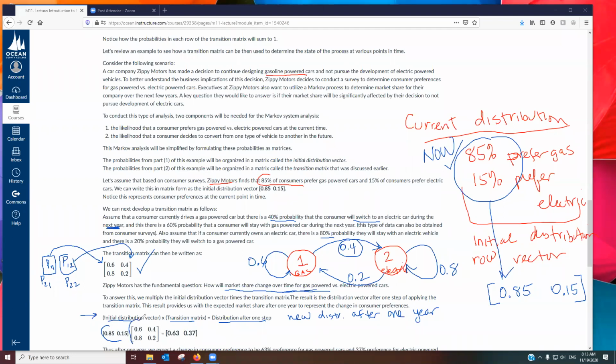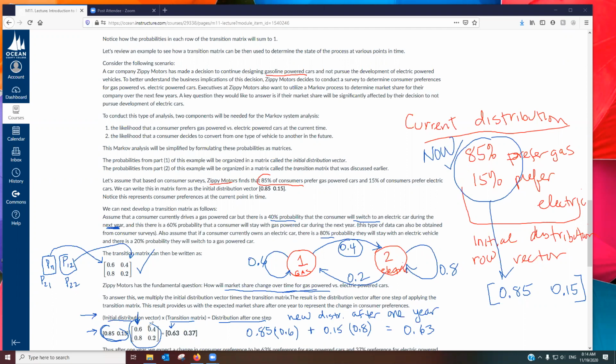Here is the transition matrix we just came up with. And now we're just going to multiply these two matrices together. Let me remind you how to multiply matrices. You take the row and multiply it by the first column. So I'm going to take 0.85 times 0.6 plus 0.15 times 0.8. Notice this is taking this row times the first column. If I work that out on my calculator, I get 0.63. So that's the number to put here.